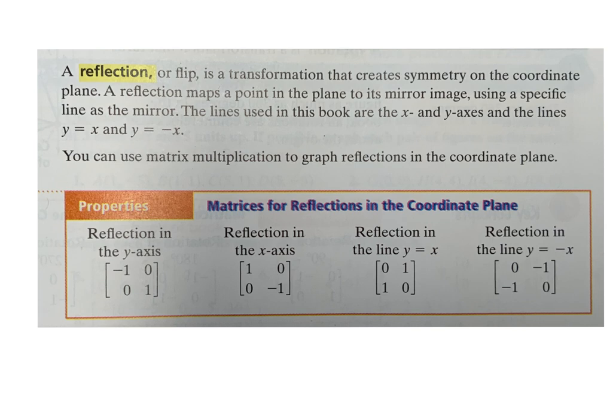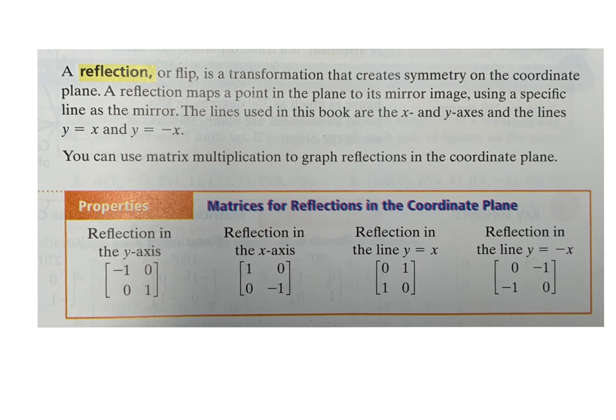All right, at the bottom of page 189, you see the definition of reflection. It is a flip or a transformation that creates symmetry on a coordinate plane. A reflection maps a point in the plane to its mirror image using a specific line as the mirror. The lines used will be the x and y axis, and the lines y equals x and y equals negative x. All right? And so on the next page, they give it to you.